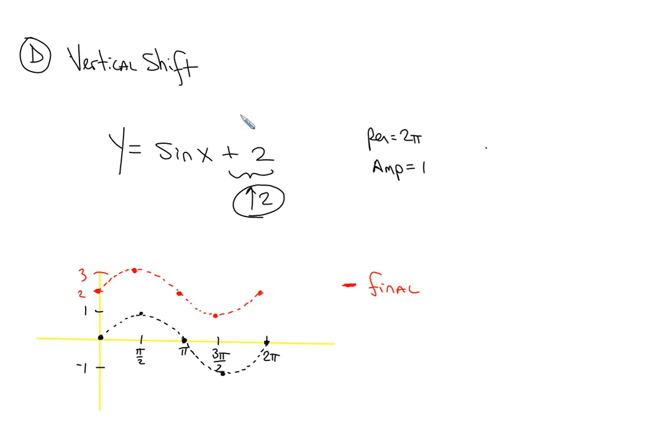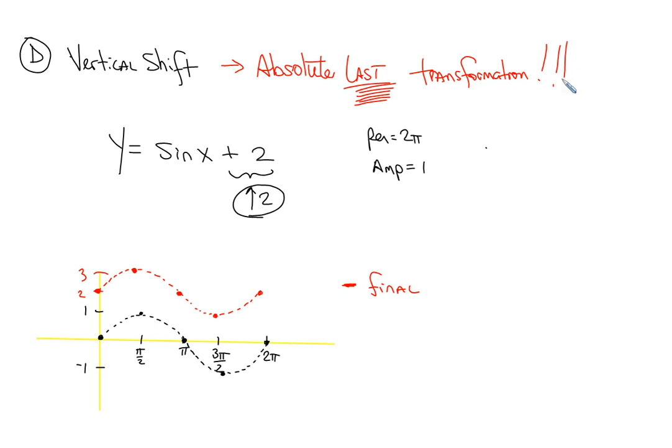Now, the vertical shift is always the absolute last transformation that you do. The last transformation. Get the idea? It's not the second, it's not the third, it's not the fourth, it's the last transformation, no matter what.